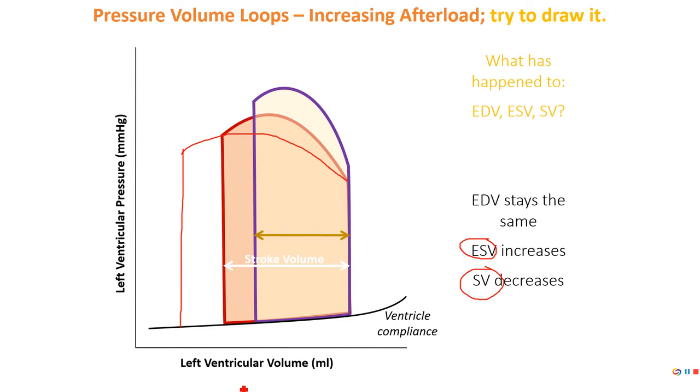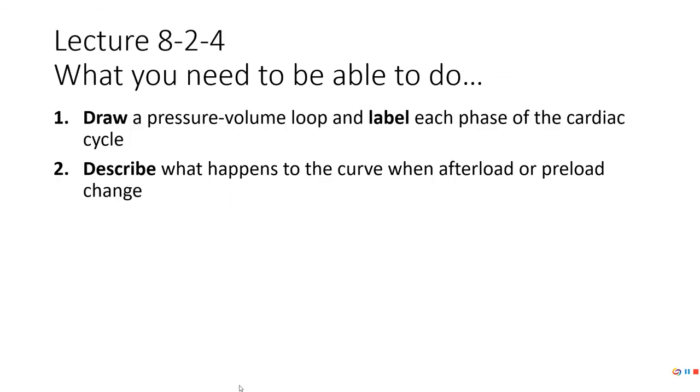That's the end of week 8. Can you do the following two things? Can you draw a pressure volume loop, label the figure, and identify each phase of the cardiac cycle? And then can you describe what happens to that curve when we change afterload or preload?